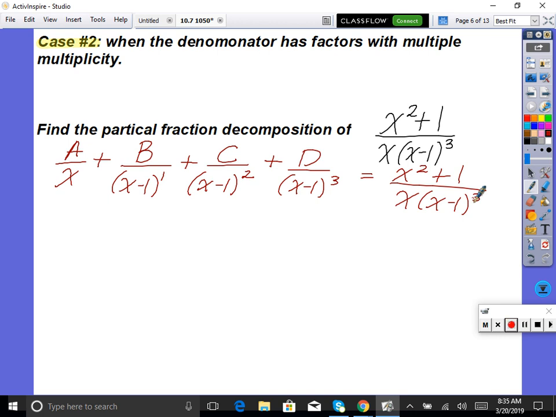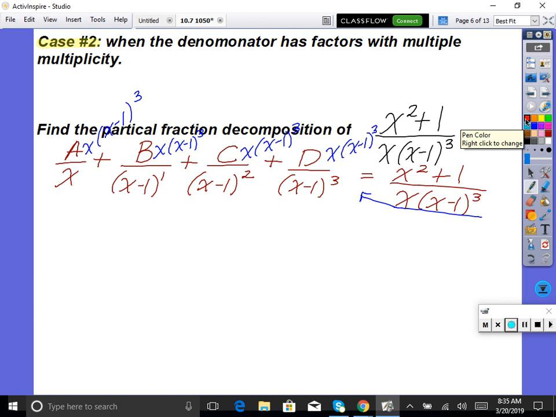So what would be my next step, just like we did in our other examples? Yep, times this denominator over this way, right? So we're going to times by x minus 1 cubed, times by x minus 1 cubed, times by x minus 1 cubed, times by x minus 1 cubed. And let's write down the new information we have in each section.